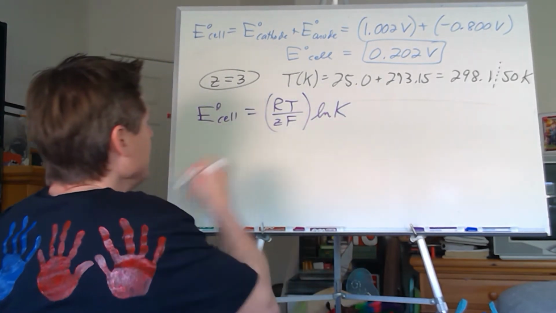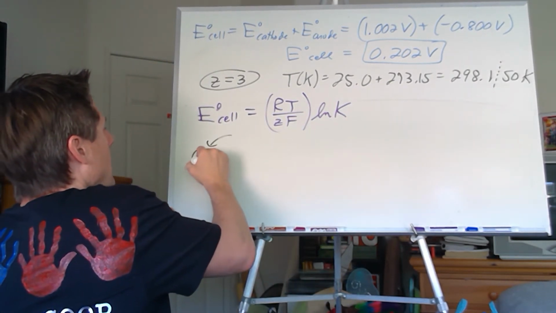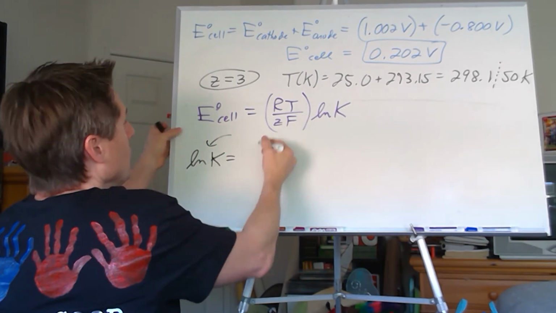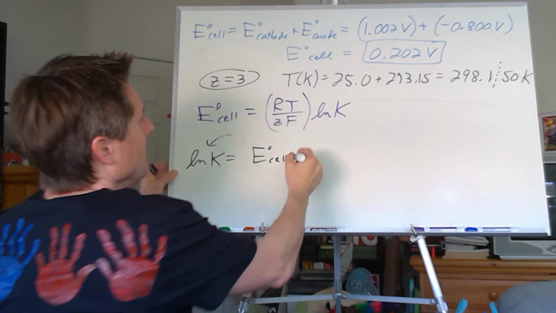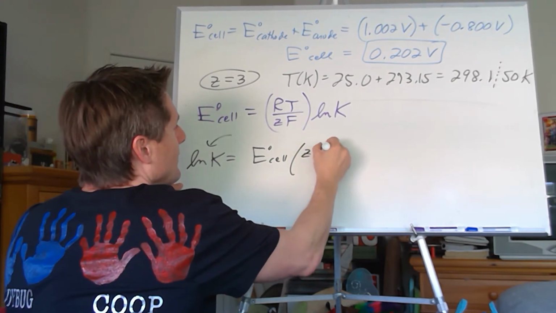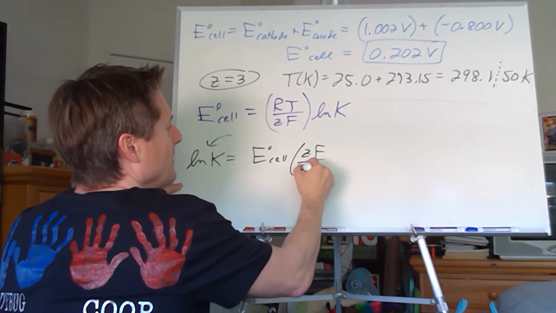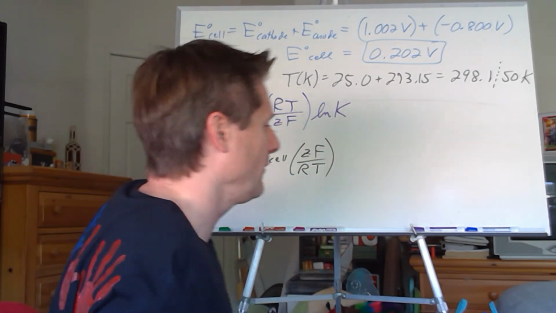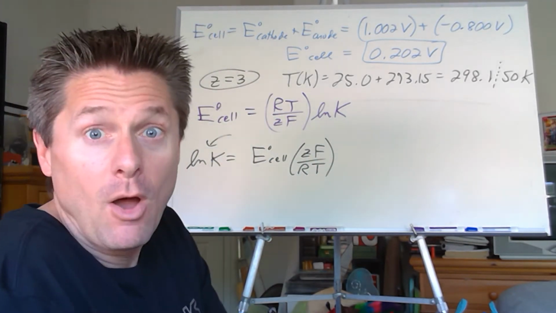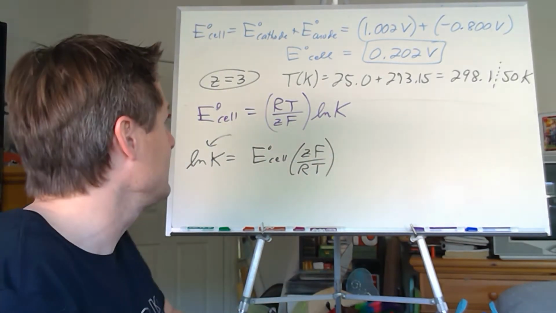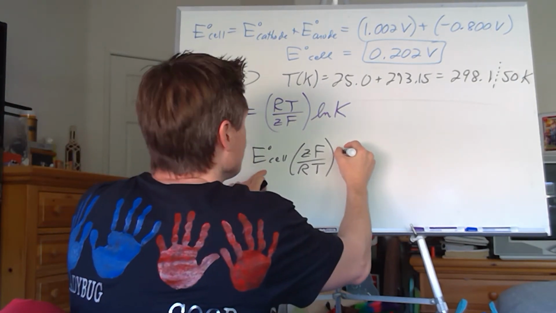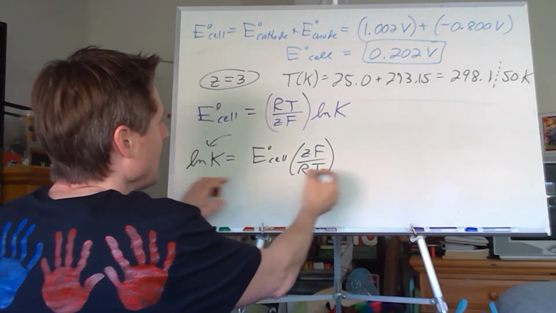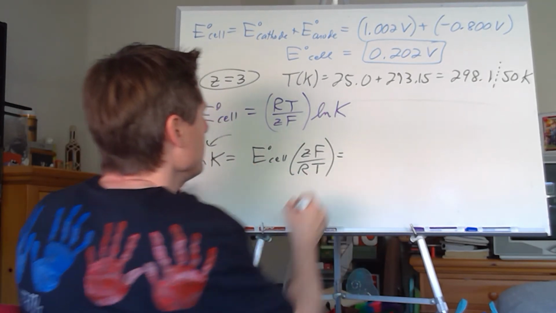So let's rearrange this. So log of the equilibrium constant will be the standard cell potential times the electron number times Faraday's constant over RT. Oh, know your algebra, my friends. Let's plug in all of our information there. What was E naught cell? Let me push this down here. This is going to get a little squishy.